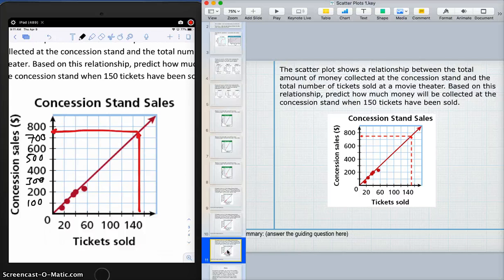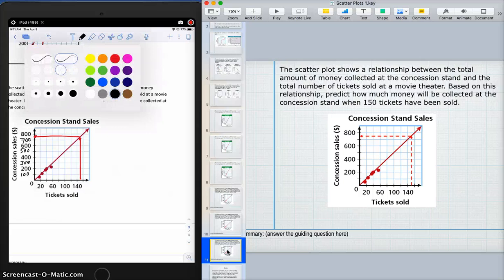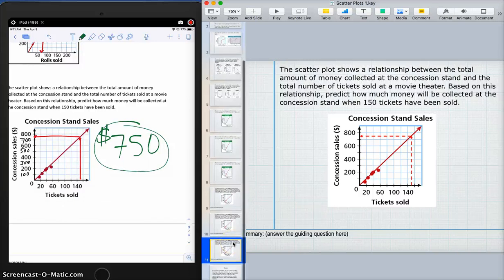So what's halfway between 700 and 800? $750. So I'm making my prediction: if the theater sells 150 tickets, they'll make $750 on concessions. So that is how you can make predictions using a scatter plot.